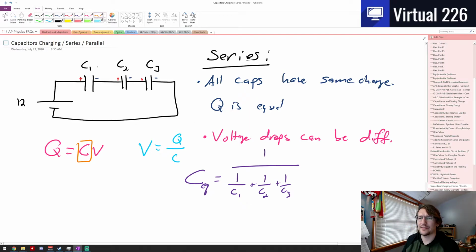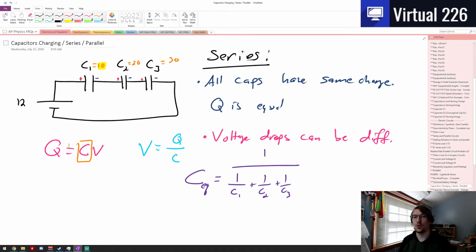So if we had values of like 10, 20, and 30 here, this equivalent capacitance is going to have to be less than the smallest capacitor. So whenever you actually have more capacitors strung in series together, your capacitance as a whole is going to go down. And I know that sounds weird because it's like, yeah, but I can store more charge. You can't store more charge. That charge is the same across all the capacitors. So your actual capacitance is going to go down in this scenario, okay?